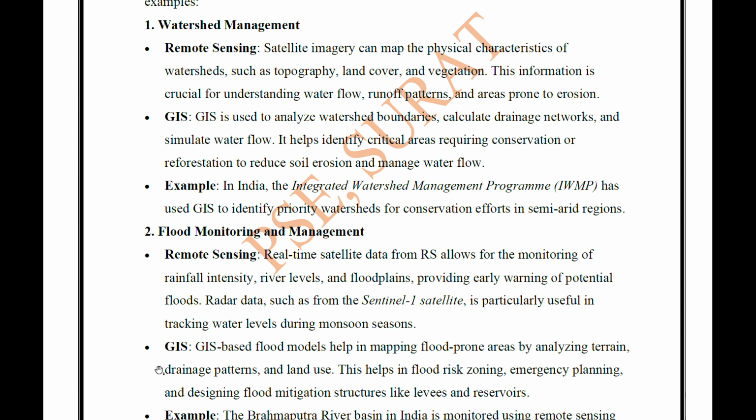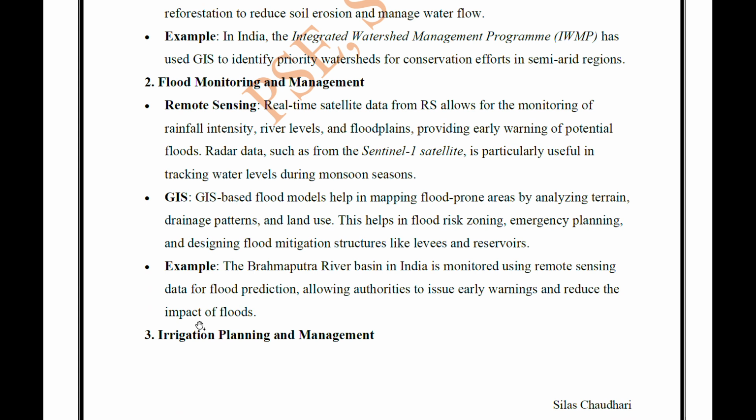Second is flood monitoring and management. Remote sensing: real-time satellite data from remote sensing allows for monitoring of rainfall intensity, river levels, and floodplains, providing early warning for potential floods. Radar data such as from the Sentinel-1 satellite particularly helps in tracking water levels during monsoon seasons.